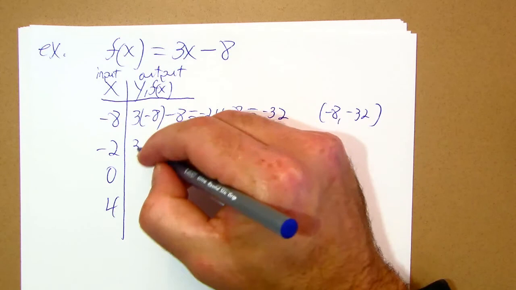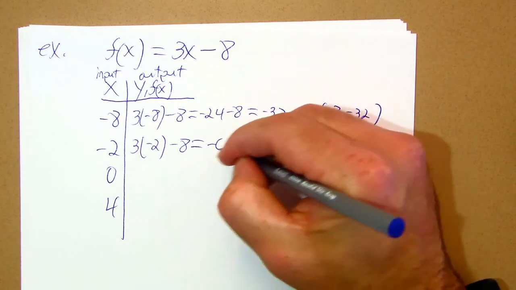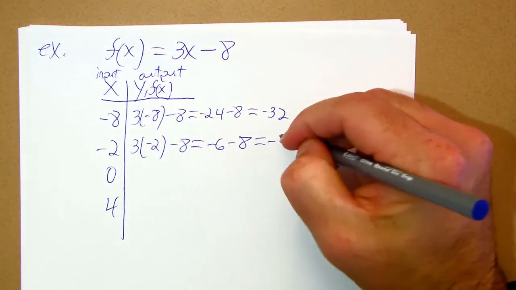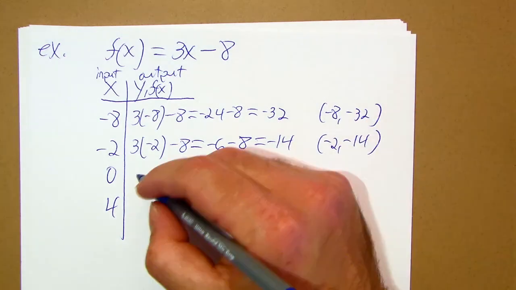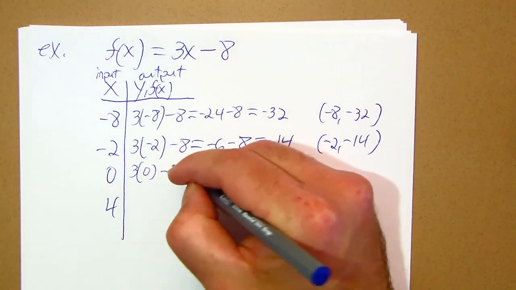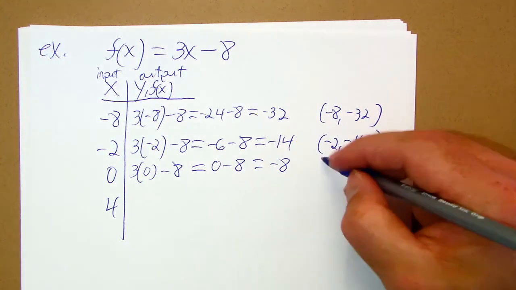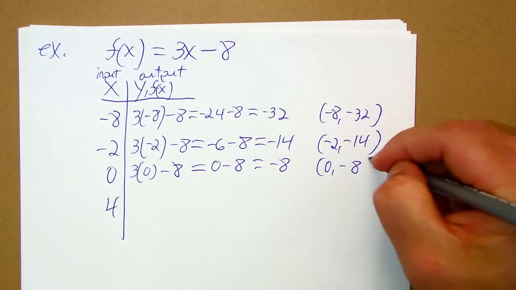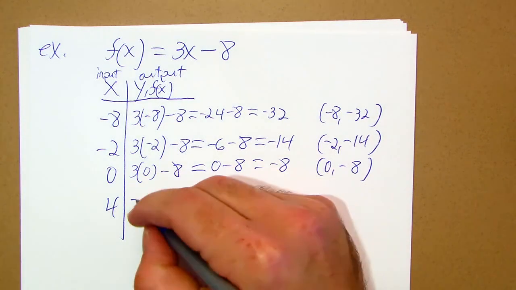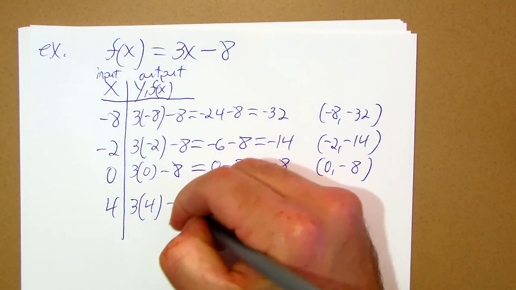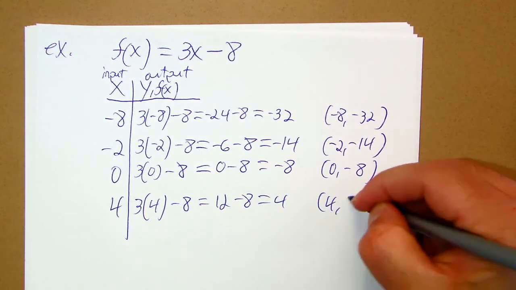I put -2 in, 3 times -2 minus 8, -6 minus 8 is -14. So -2, comma -14. 0, we get 3 times 0 minus 8. So 0 minus 8 is -8. So it'll be 0, comma -8. And last up with 4, 3 times 4 minus 8. It'll be 12 minus 8 is 4. So we got 4, 4.